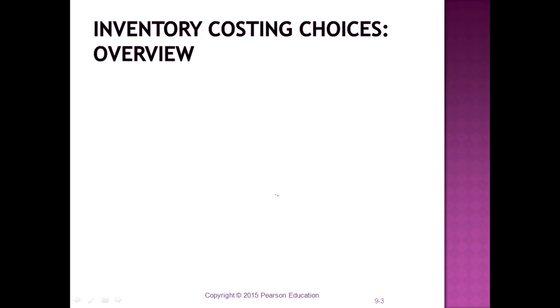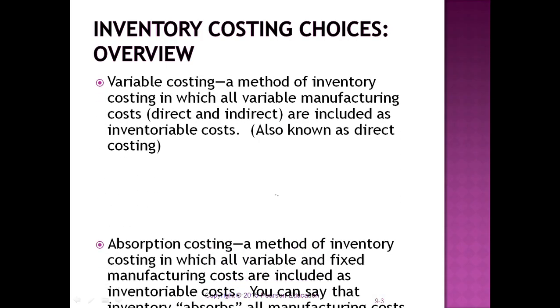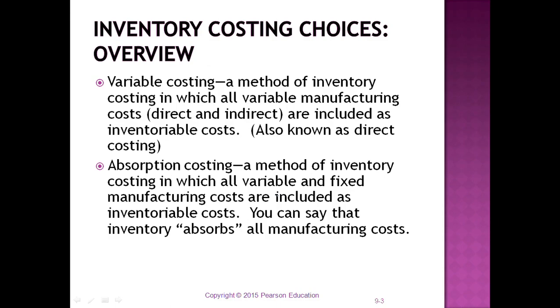So basically, there are two methods which we'll be discussing throughout this chapter, though we talk about some other methods also. But basically, in this chapter, we are going to compare two methods of costing specifically for inventory purposes. The first one is called the variable costing method, where under this method of inventory costing, we take all the variable manufacturing costs, whether direct or indirect, under the inventoriable costs. This method is also known as the direct costing method.